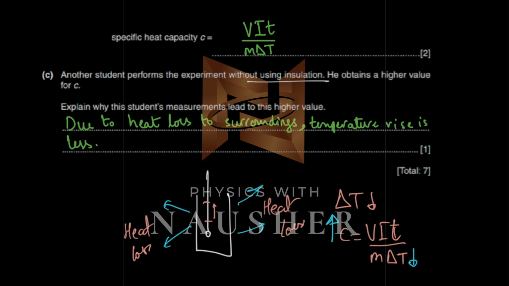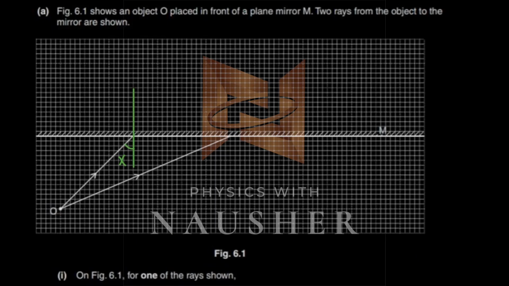will actually be reduced. Question number 2, part A, they ask you to draw a normal on any one of the rays. Read the question carefully. On any one of the rays, so either on this one or on this one, just draw a straight line, and this is your angle of incidence. You have to mark your angle of incidence as x.